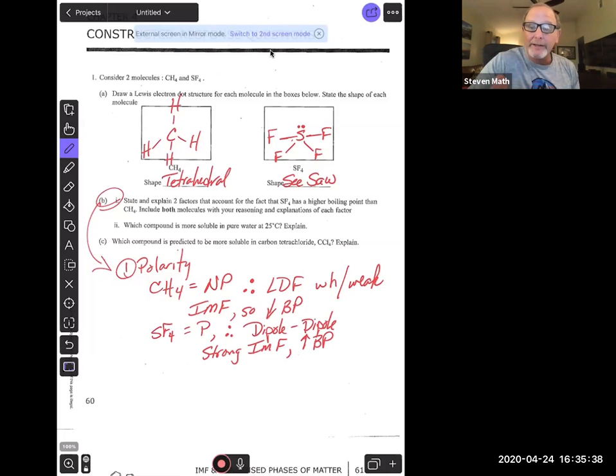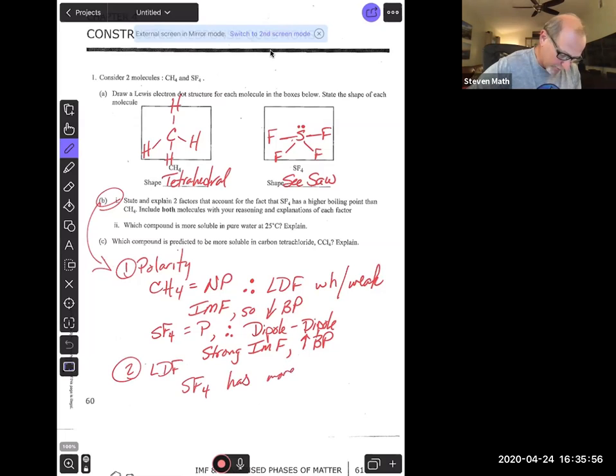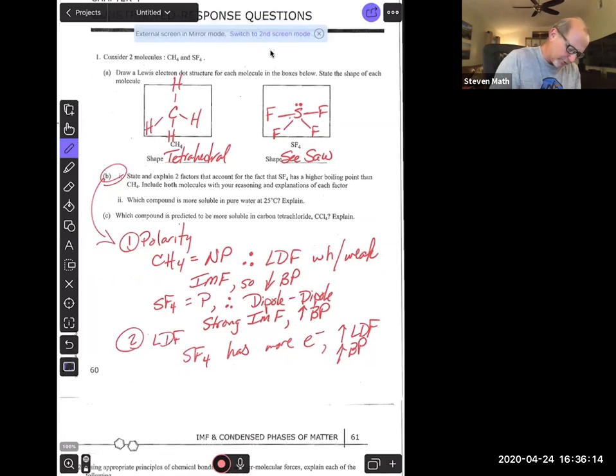Then in C, we finally get a new question. Hey, which one's going to be more soluble in CCl4? And, oh, wait, that's only one. I'm sorry, you need the second answer. The second answer is going to be LDFs, that even though they have them, SF4 has more electrons, therefore higher LDF and a higher boiling point. Those two things are different. One is the permanent polarity of the molecule, and the second one is the temporary or momentary polarity of the molecule. So don't get those two confused.